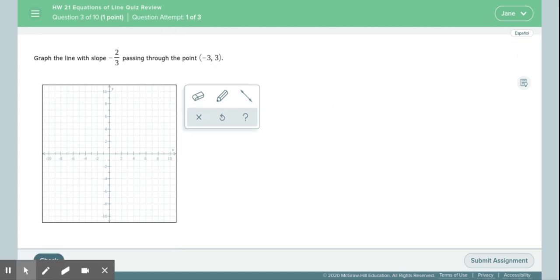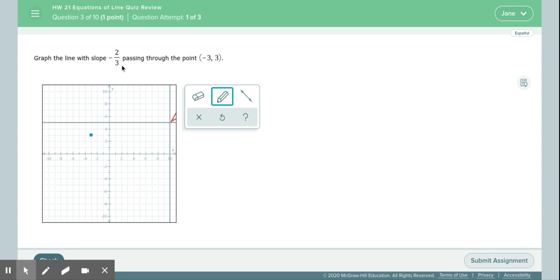My next question takes me into graphing. So in order to be able to graph a line, you have to have a starting point, and then you have to know how to move, which is called your slope. So for this one, the starting point is at negative 3, 3. So from the origin, I move to the left 1, 2, 3, and 3 means I go up 1, 2, 3. So where I land, I plot my first point.